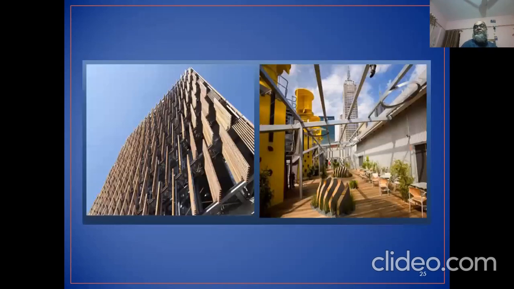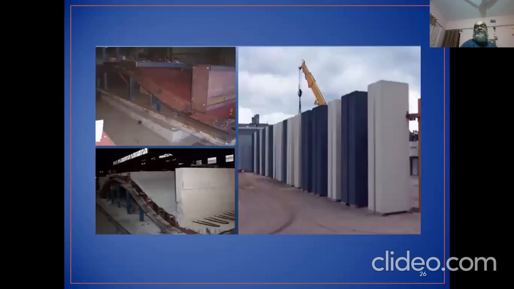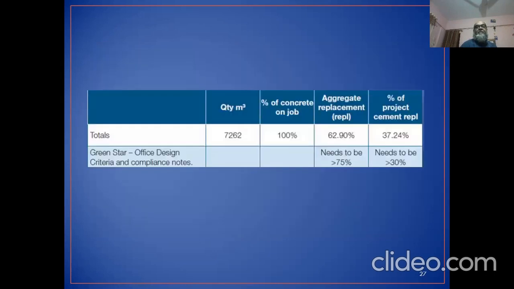This is another view of that building. And then there are some other structures. So you see, this RCA is being used with confidence in developed countries, but now we have to step up and start recommending this. The total was 7262 cubic meters of concrete used, with 63% replacement, and percentage of project cement replacement 27. The green star they had recommended was 75%, and that needed to be 30%. But these are exceptions, but the building is 10 stories. This is the main point.